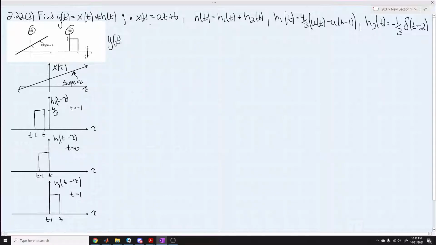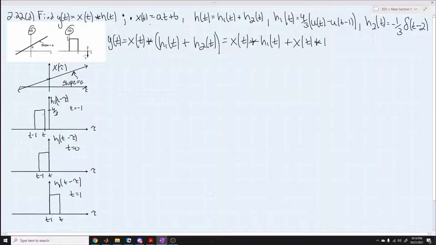So y of t is going to be equal to x of t convolved with h of t, right? Well, let's write in parentheses what h of t is. So that's h1 of t plus h2 of t. And convolution is distributive, so we can rewrite this as x of t convolved with h1 of t plus x of t convolved with h2 of t. And we're going to concentrate on this one right now. We'll call it y1 of t is equal to the convolution of x of t and h1 of t.